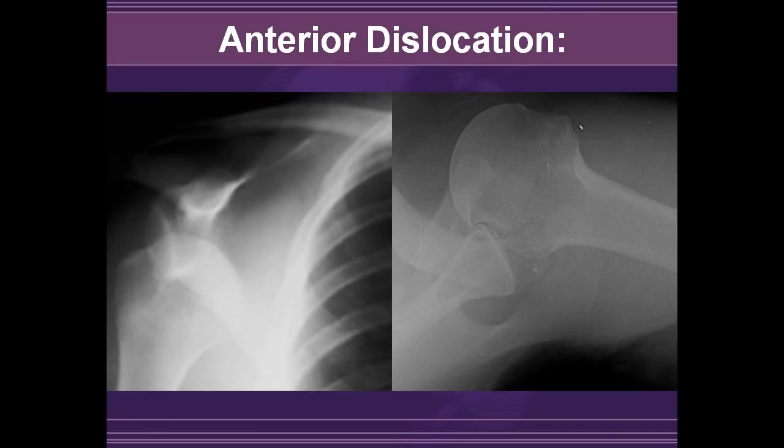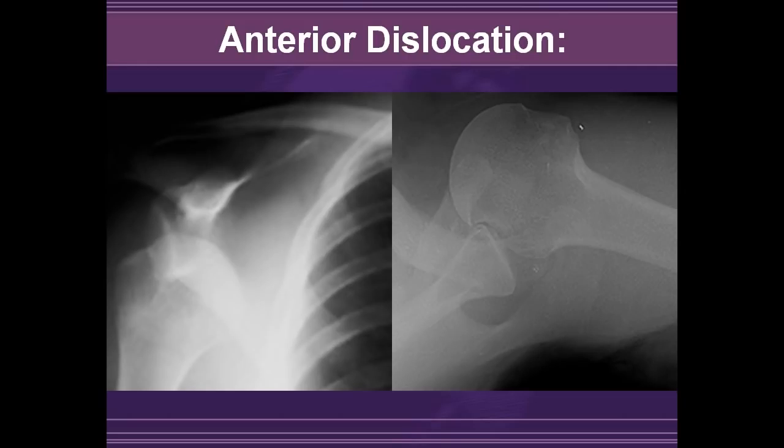So here's an example of an anterior dislocation. The first image on the left is an AP view, and what we see is that the humeral head appears overlapped with the glenoid and is slightly inferiorly displaced. On the second view, we can see that the humeral head is no longer articulating with the flat glenoid, and it is anteriorly displaced.